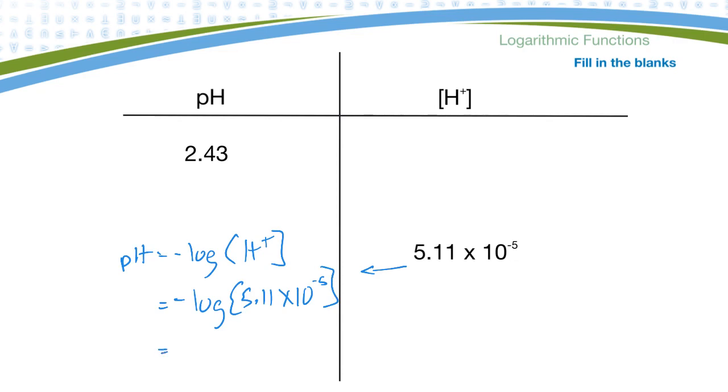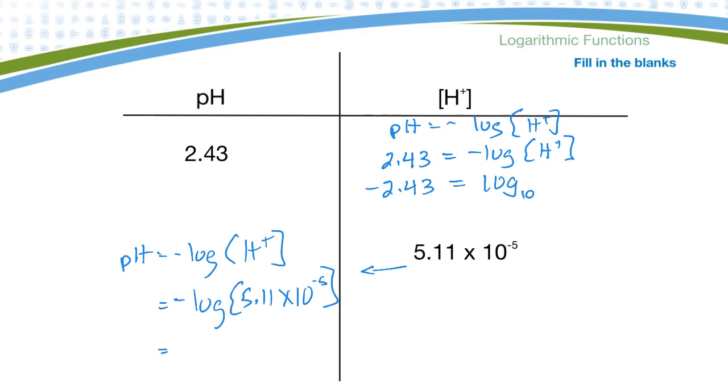For the other one, it would be the same formula, but I need to put a 2.43 in here, equals negative log hydrogen ion concentration. Move the negative over, so I get negative 2.43 is equal to log, remember it's base 10, of the hydrogen ion concentration. Then change it from log form to exponential form. So the base is 10, so it'll be 10 to the negative 2.43 is equal to the hydrogen ion concentration. And then just work that on your calculator.